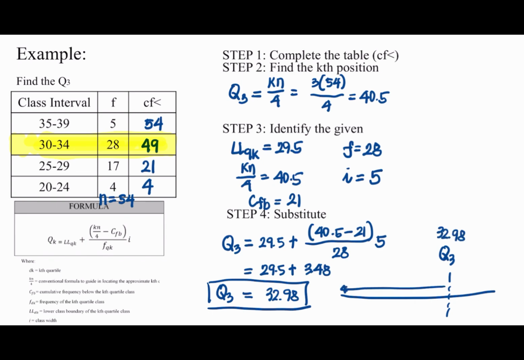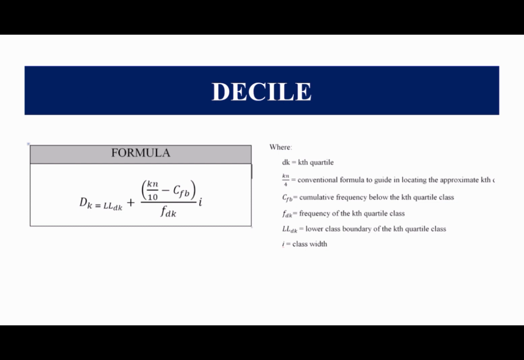Therefore, this belongs to the lower 75% of the class, and this one is the upper 25% of the class. Therefore, if your score is greater than 32.98, then you belong to the upper 25% of the class. But if your score is less than or equal to 32.98, then you belong to the lower 75% of the class.